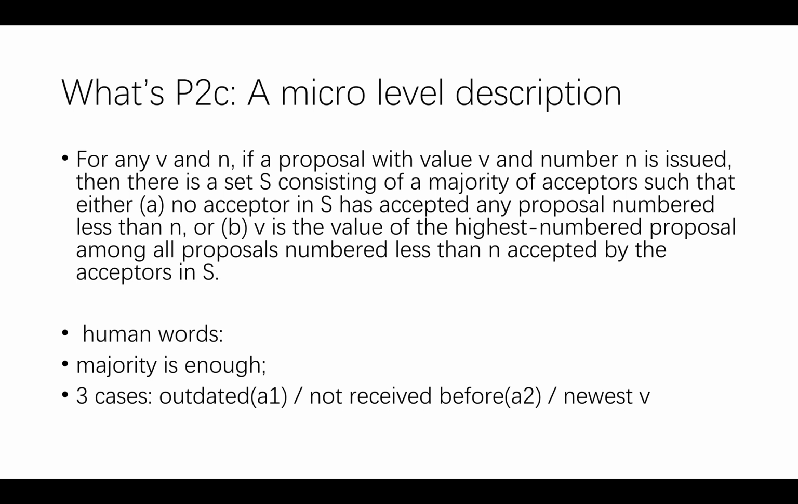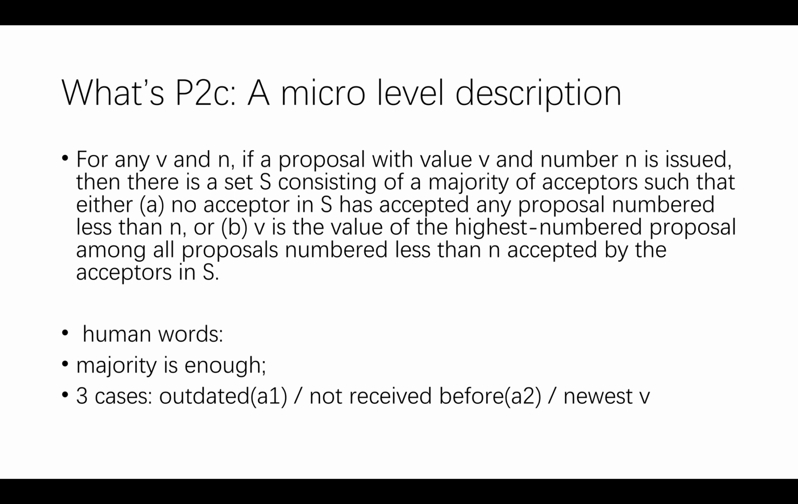Speaking in a simple way, it describes the following things. The first is that majority is enough, which is very intuitive. We don't need all processes to have the same value. As long as the majority have the same value, it's okay. The other thing is that it mentions the three cases when a proposer talks to an acceptor. As long as the system always behaves in these three cases, the whole system will be correct in consensus making.